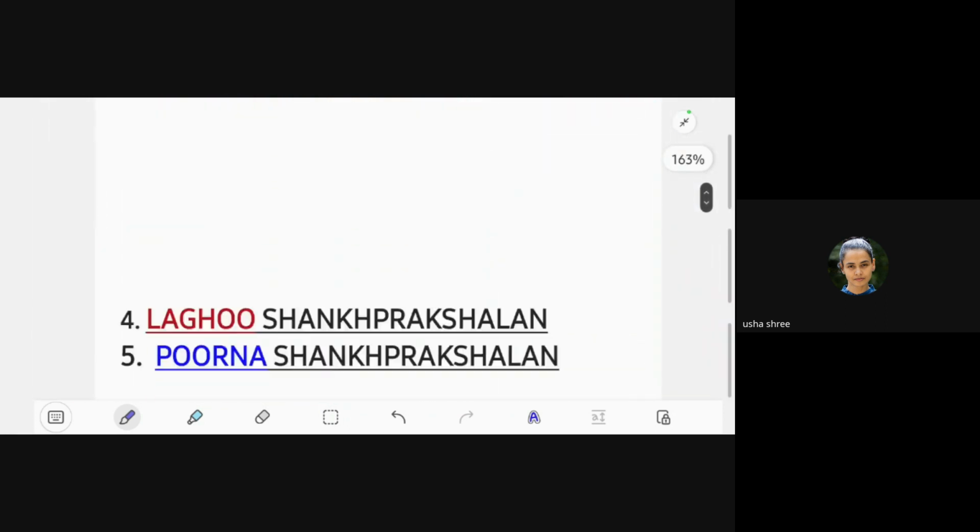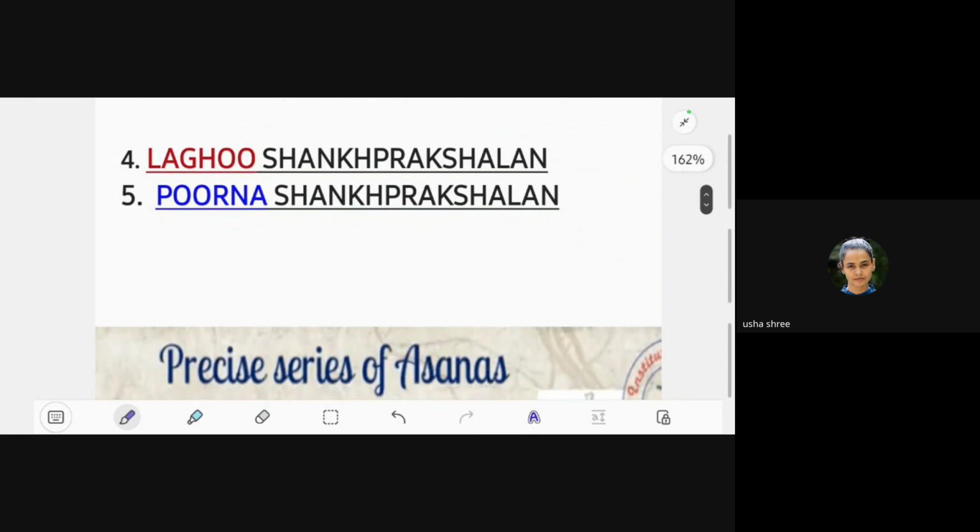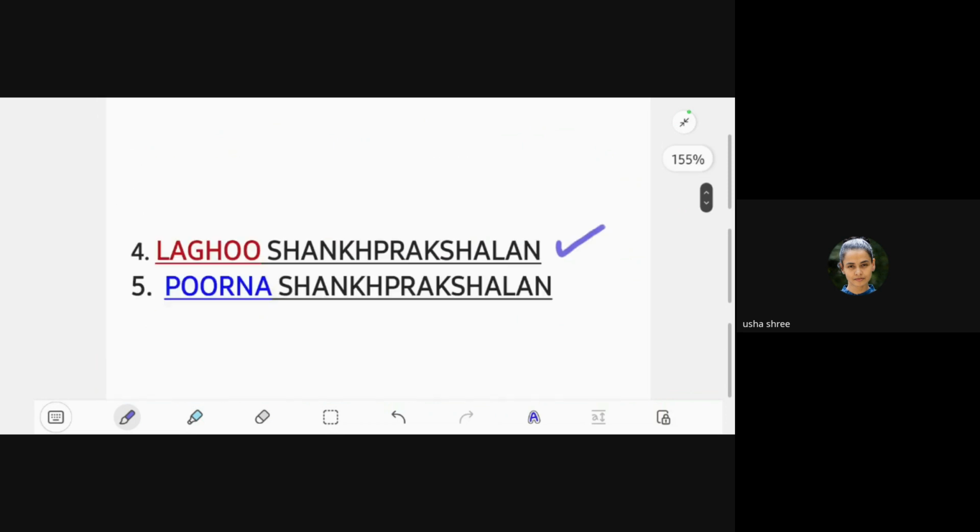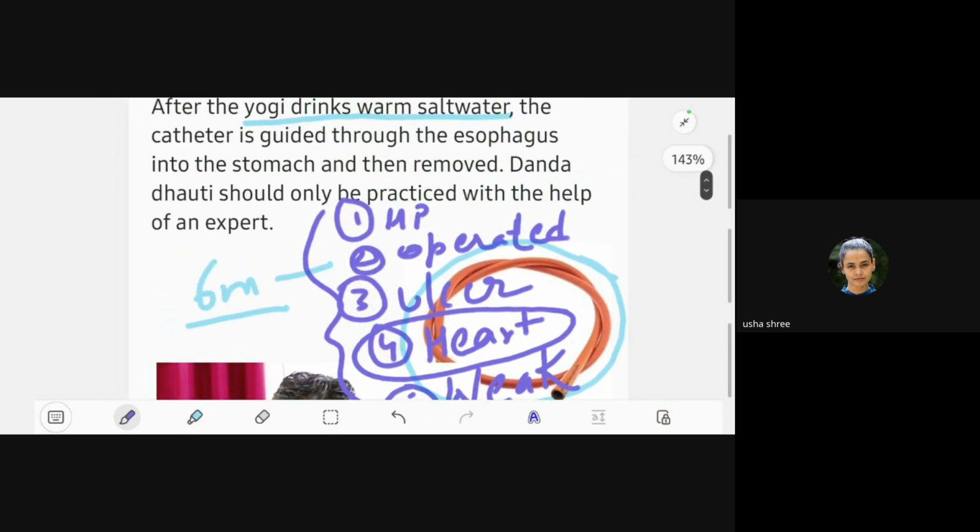Okay, now move forward with the Shankh-Prakshalan. Shankh-Prakshalan is such a beautiful thing that it can be performed every day. The length of the danda, ma'am? The danda is 6 meters, I told you. Nearly 6 meters, because it is not easily available, right? 6 meters. Why? Because we have to put it in and keep it outside our body as well. We have to hold it, right?